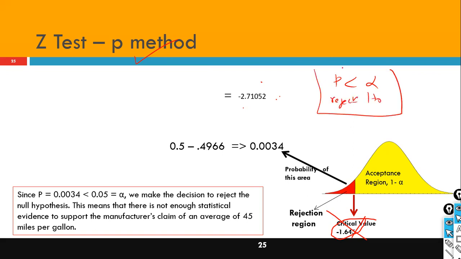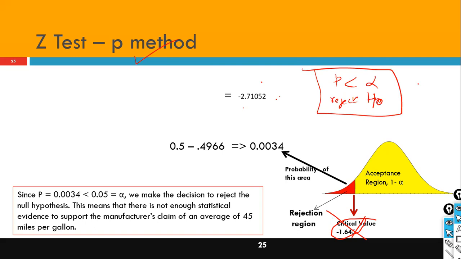This is the universal truth. Even if you do statistics in a PhD, this rule is applied. So that's why in statistics, conducting any test and interpreting them is very, very easy. If the p-value is less than alpha, reject the null hypothesis.